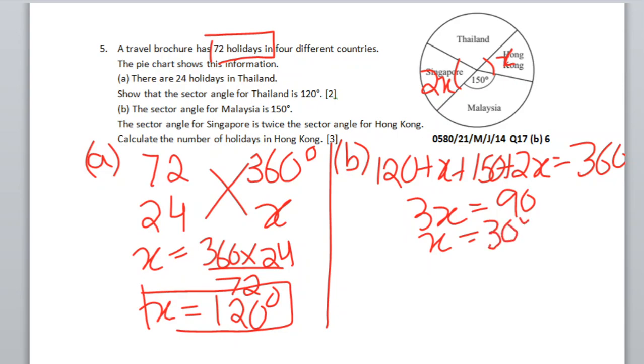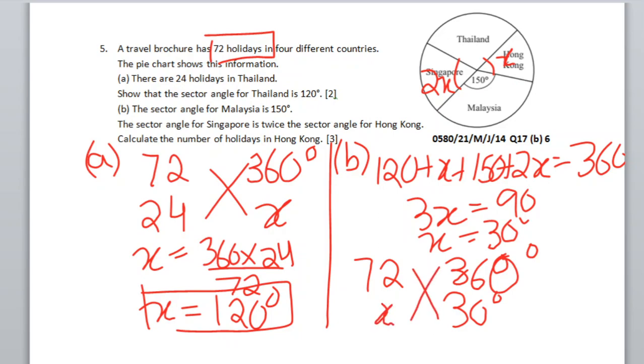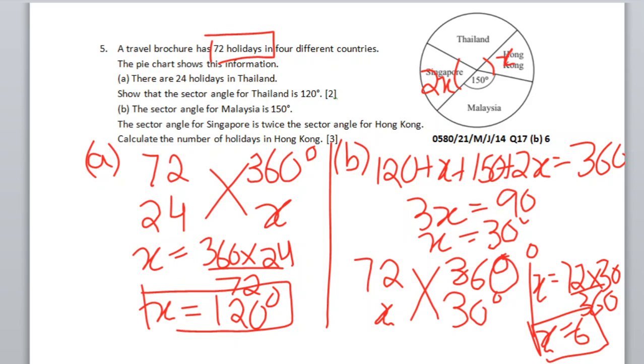So now again 72 represents 360 degrees and then 30 degrees will represent how many holidays. So cross multiply, so we should get x is equal to 72 times 30 over 360, which gives 6. So the sector Hong Kong represents 6 holidays.